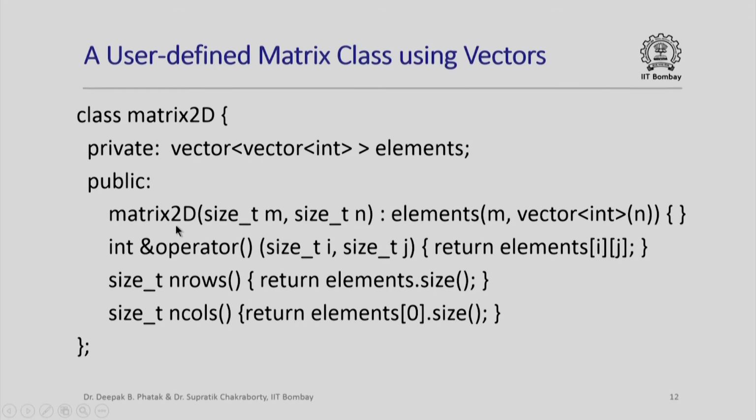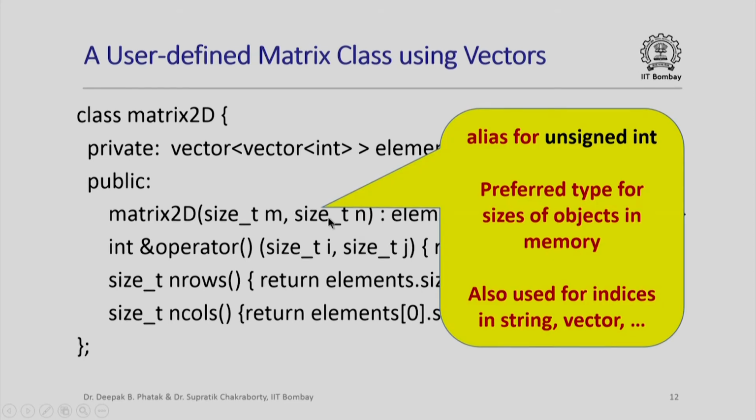Let us look at the constructor function, Matrix2D. It takes two parameters m and n, both of type size_t. Well, what is the size_t? It is really an alias for unsigned integer, and indeed this is the preferred type in C++ for sizes of objects in memory. So whenever you are trying to refer to the size of an object in memory, in C++ it is good practice to have the type of whatever variable represents that size be size_t.